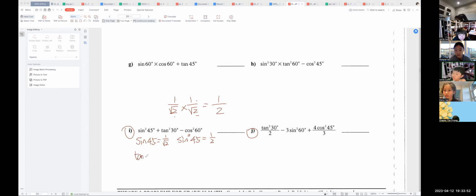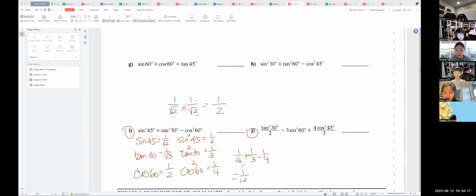So tangent 30 equals 1 over square root 3, right? So tangent 30 squared equals 1 over 3. Cosine 60 equals 1 over 2. Cosine 60 squared equals 1 over 4. So the answer is actually 1 over 2 plus 1 over 3 minus 1 over 4. So the answer is what? 6 over 12 plus 4 over 12 minus 3 over 12. So the answer is 7 over 12.